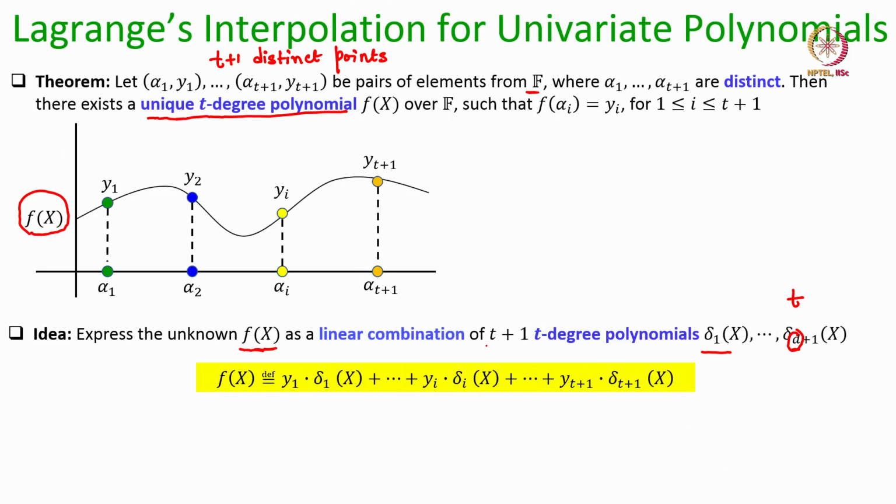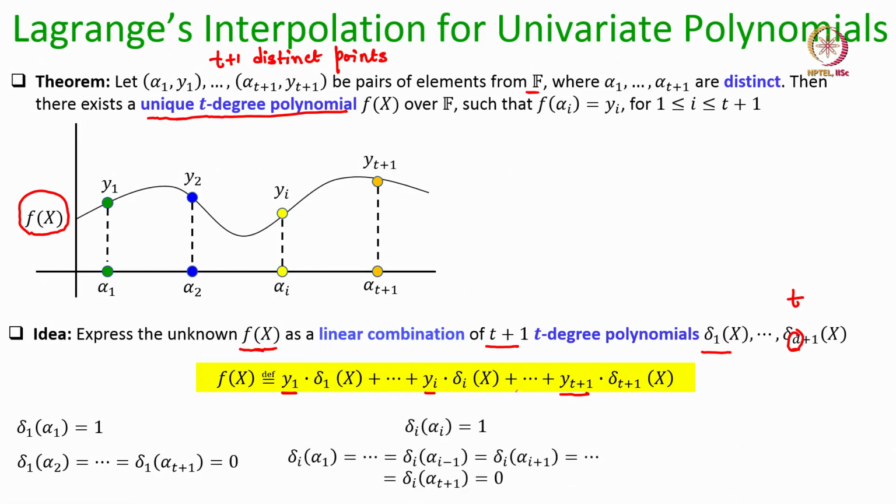To be more specific, t plus 1 numbers of t degree polynomials, where the y components of the given points serve as the linear combiners, and these t degree polynomials delta sub 1, delta sub 2, delta sub t plus 1 have some special properties. So, for instance, if I take the first delta x polynomial then all the alpha components except alpha 1 will be the root of that polynomial, whereas at alpha 1 the polynomial delta sub 1 should give you the value 1.